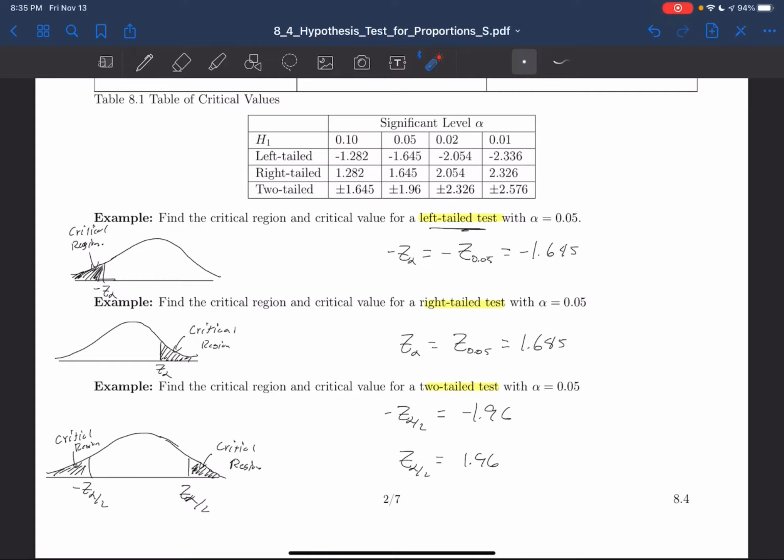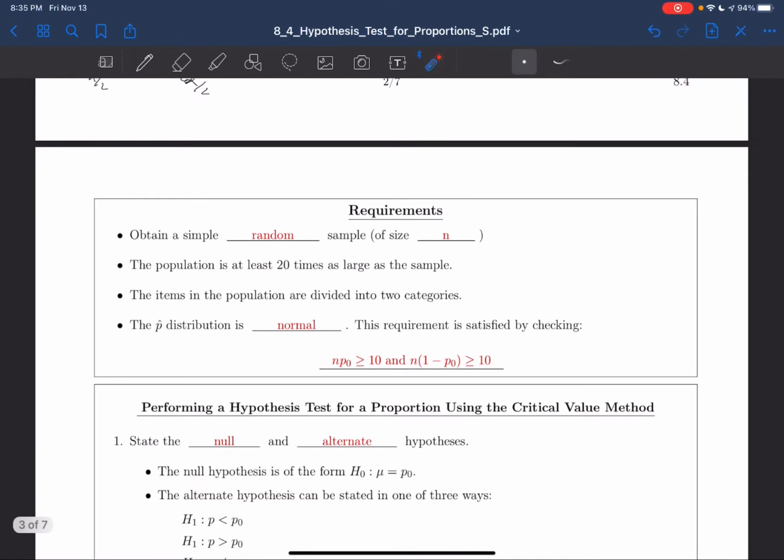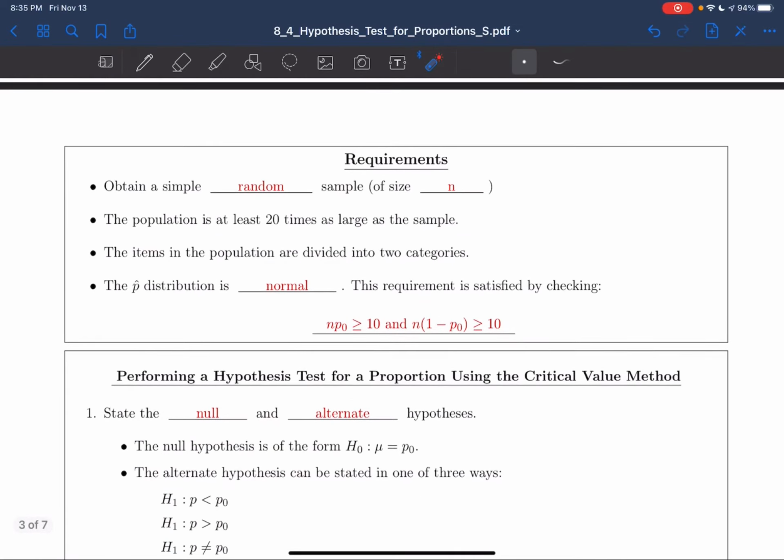Okay, so now we're going to talk about the procedure of how to perform hypothesis testing for proportion. Since we're dealing with proportion, our requirements might be a little bit different. So we do need a simple random sample of size n. The population is at least 20 times as large as the sample. The items in the population are divided into two categories. So usually these two are always given. However, this is important to check.